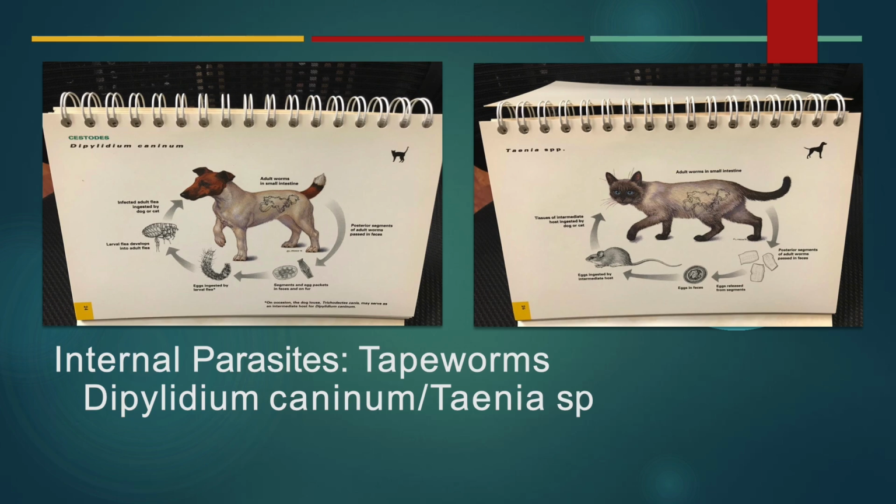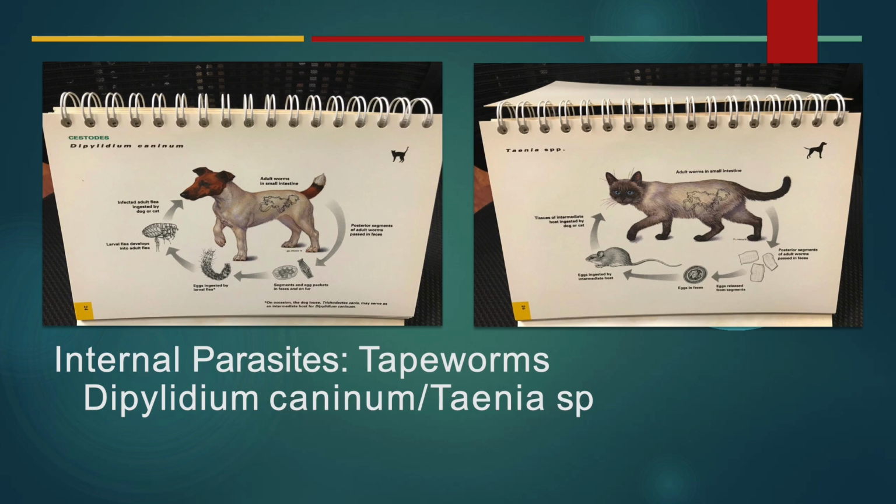This is one that has a very specific life cycle. It has to go through an intermediate host. No questions, nothing about it, it has to go through an intermediate host. And they're also pretty specific. They really prefer their dogs or the cats. So on the two different forms, Dipylidium and Taenia, the Dipylidium is our flea tapeworm.